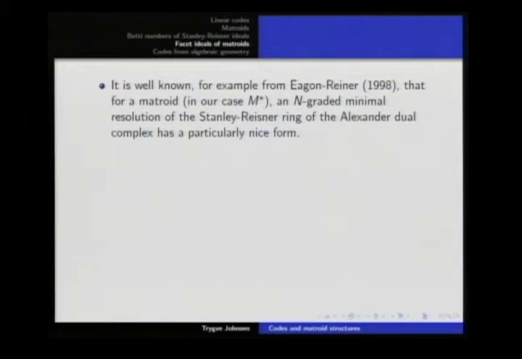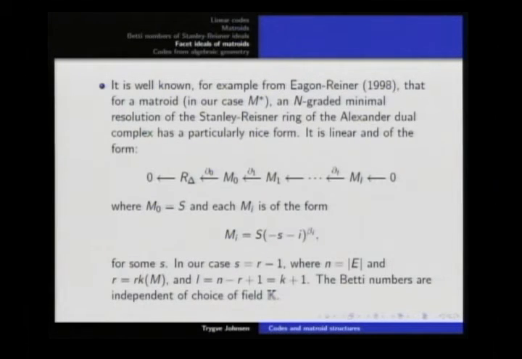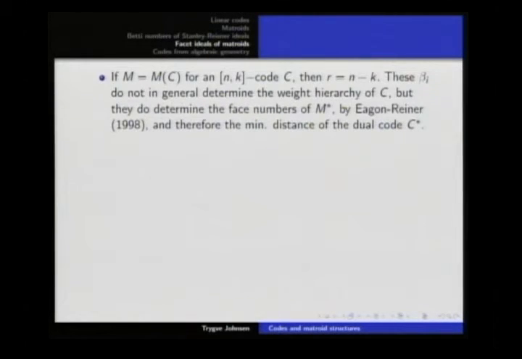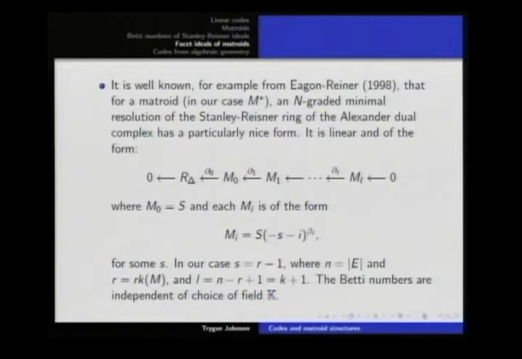But it's well known, for example from Eagon-Reiner, 1980, that for a matroid, in our case the matroid dual, an N-graded minimal resolution of the Stanley-Reisner ring of the Alexander dual has a particularly nice form. M0 is S, like we've seen, but each Mi is now pure and linear, as opposed to the general cases we saw earlier. So it only increases by 1 for each step when i increases.